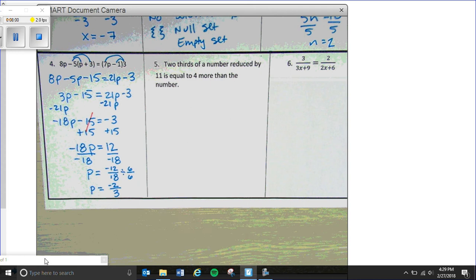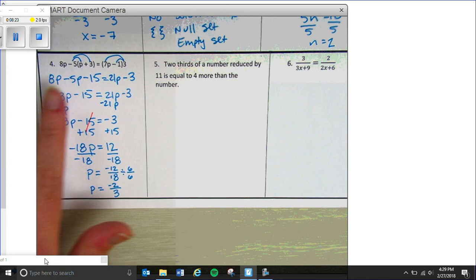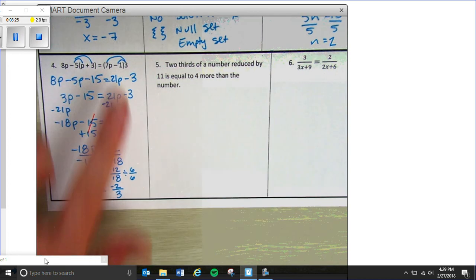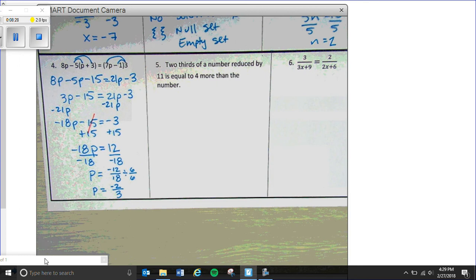Remember, you can check that in your calculator. If you click negative 12 divided by 18, then click math, enter, enter, it will give you the fraction in simplest form. Just because we got a fraction, does that mean our answer is wrong? No, there are times when we will get fractions. How can we make sure that our answer is correct? Well, we can go back and plug that p in everywhere it says p and see if we get a true statement.